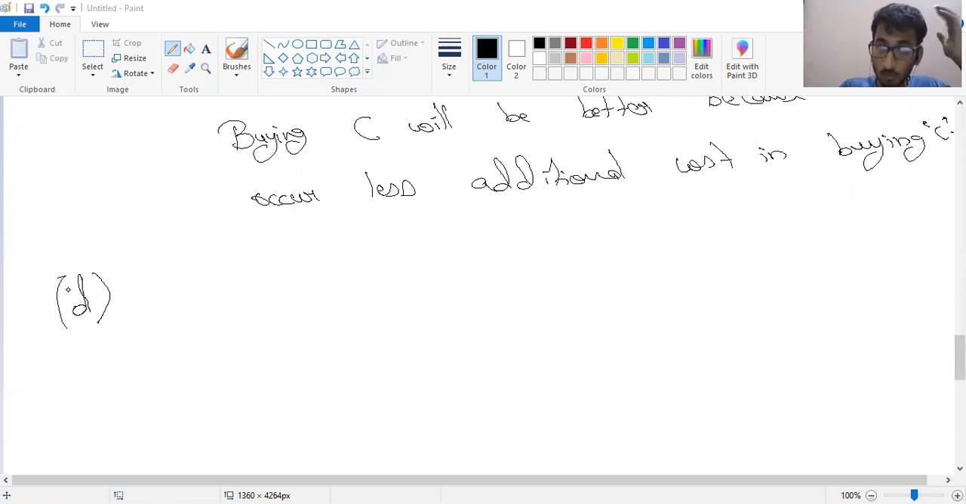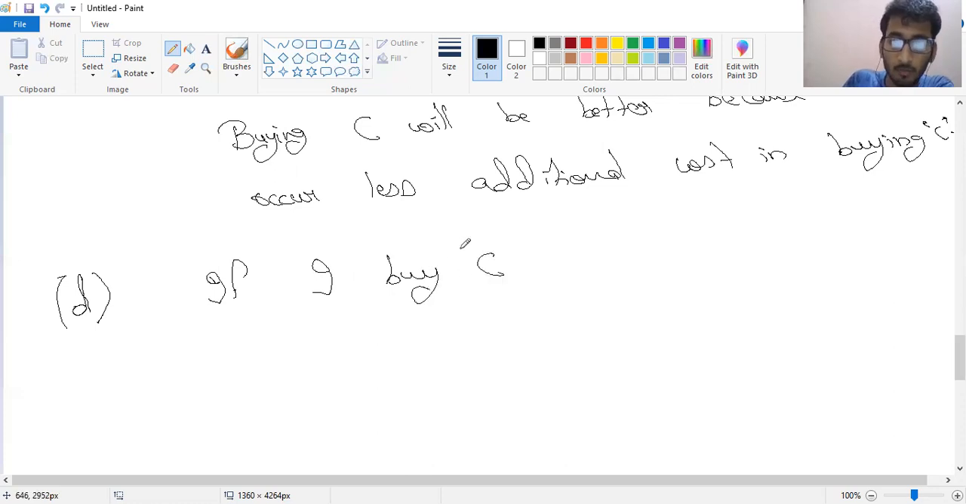So now let's come to D point. The increase in profit, if any, if the component suggested in C. We have suggested that we should buy component C. So if I buy C, what would be the increase in profit?